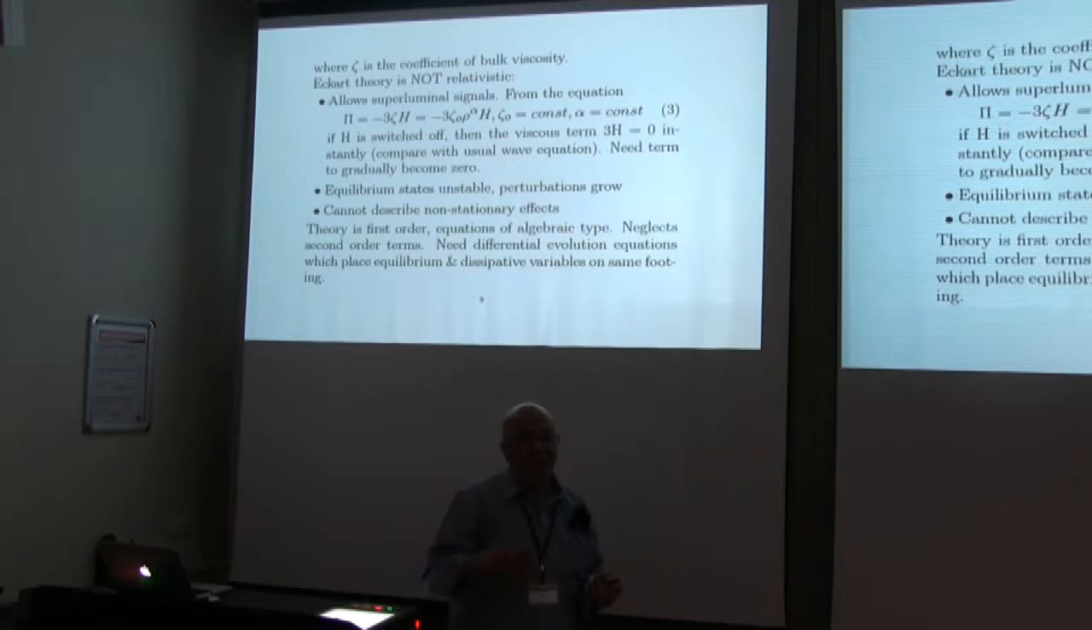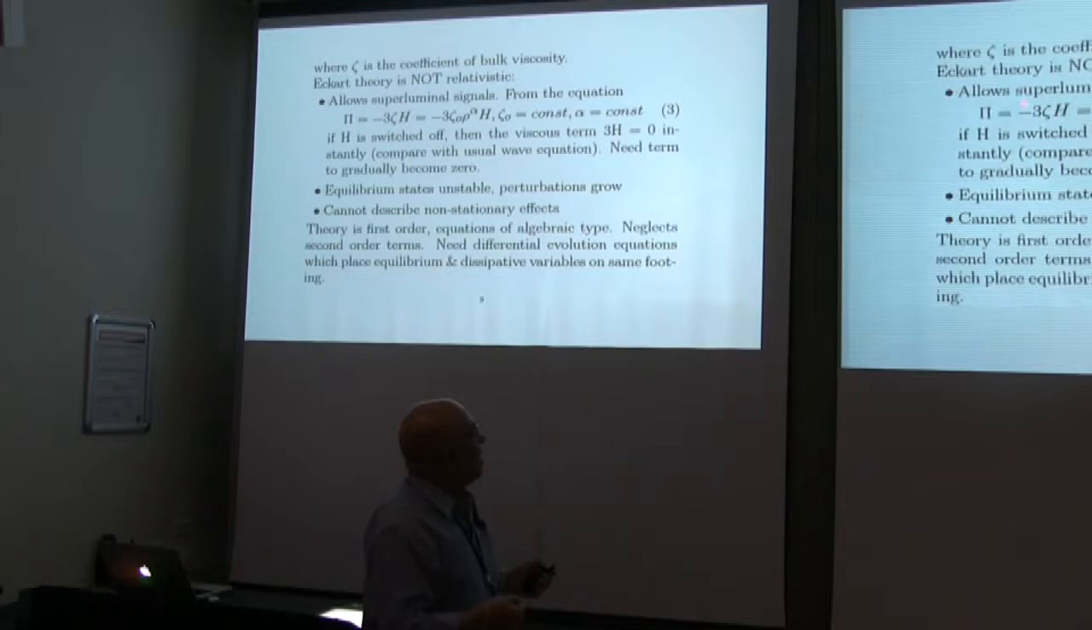Now, Eckart theory is not relativistic. There are some problems with the theory. First of all, it allows the possibility for superluminal signals. And one can see that fairly easily from this equation here. If you switch H off, then you see that the viscosity is switched off instantly. It's like the usual wave equation. So what you need is to modify this in some way so that the viscous pressure gradually becomes zero, not instantaneously.